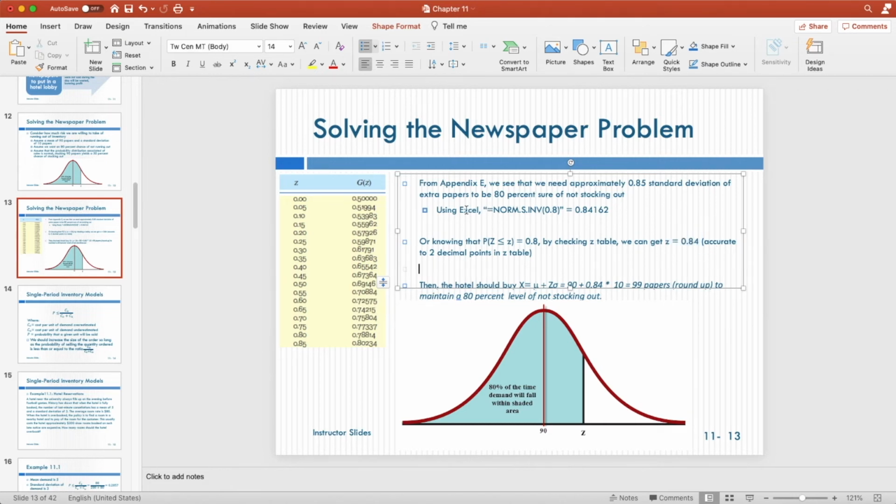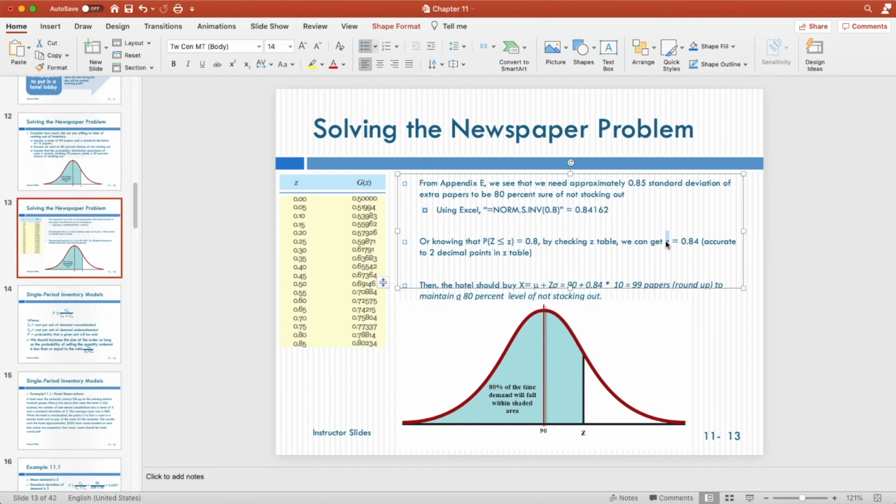So you see that from Excel, you will figure out this is 0.84162, but from the z table, this is 0.84. These two numbers are very similar. The reason is that in the z table we are accurate to 2 decimal points. If you round this number to two decimal points, this is also 0.84. So they are actually equivalent. So after you get the z value, you are approaching the final result.